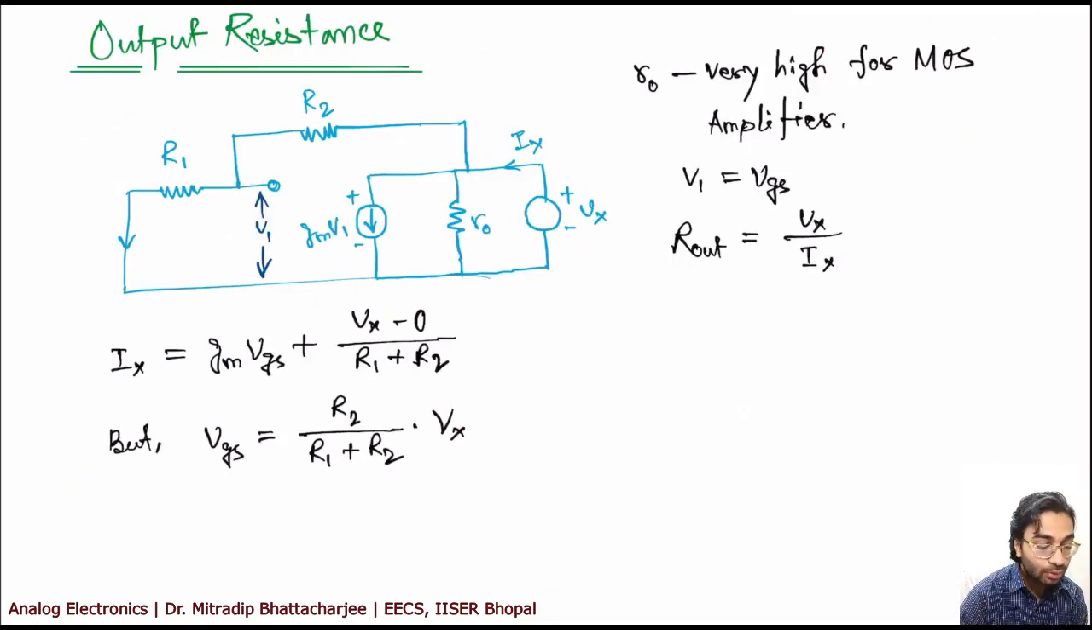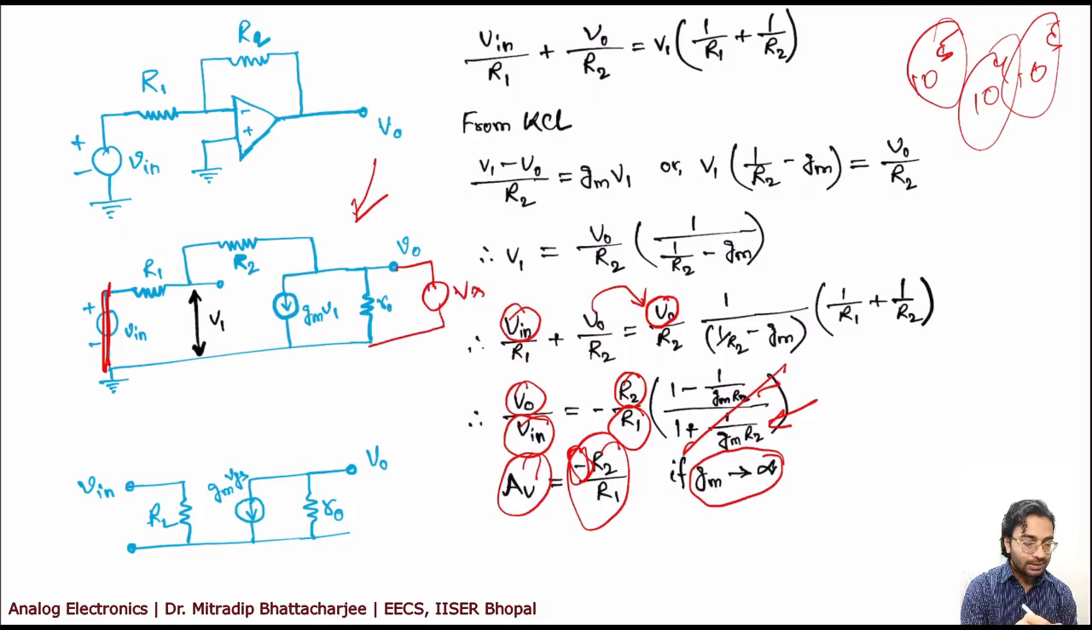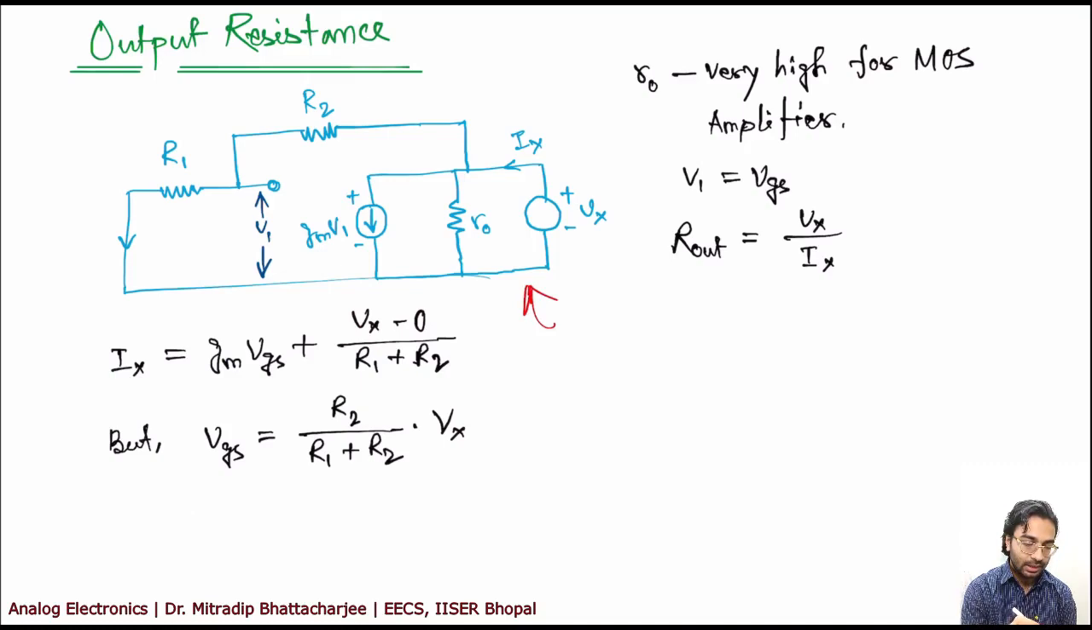Now let us see what the output resistance is. We already know this equivalent circuit. To find the output resistance, what trick do we use? Short the input, put a voltage source Vx, calculate the current Ix, then Vx by Ix will be your output resistance. The exact same thing we have done here. Vx and Ix is the imaginary voltage source you have incorporated, and you have also shorted the input side. Now you want to find Vx by Ix.